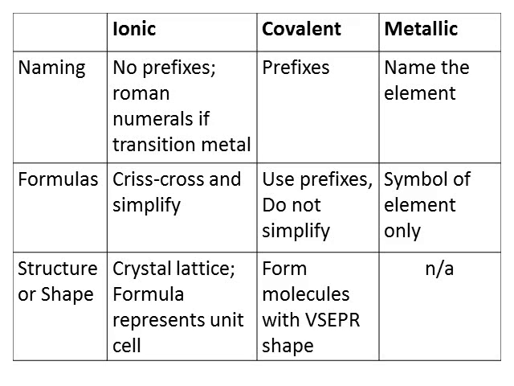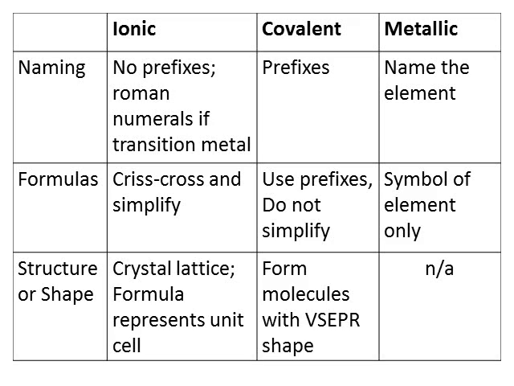To write an ionic formula, we are going to crisscross and simplify. For a covalent, we're going to look at the prefix, and we are going to write however many of each atom based upon the prefix used. We do not simplify covalent bonds, only ionic. For metallic bonds, we write their formula simply by using the symbol of the element direct from the periodic table.